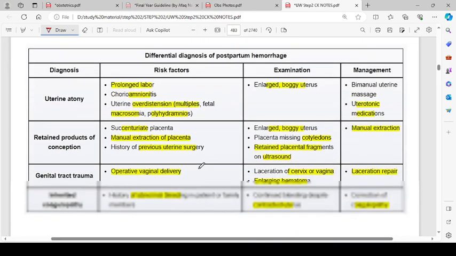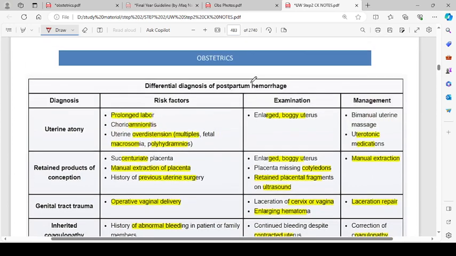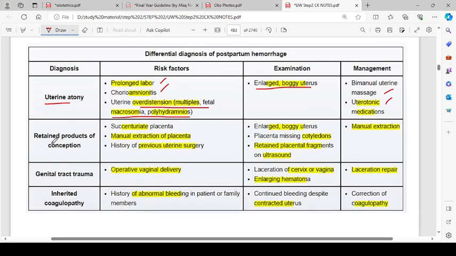Okay, so differential diagnosis of postpartum hemorrhage, uterine atony. The risk factors are prolonged labor, chorioamnionitis, uterine overdistension, multiples, fetal macrosomia, and polyhydramnios. On examination, there will be an enlarged boggy uterus. Management is bimanual uterine massage, uterotonic medications.